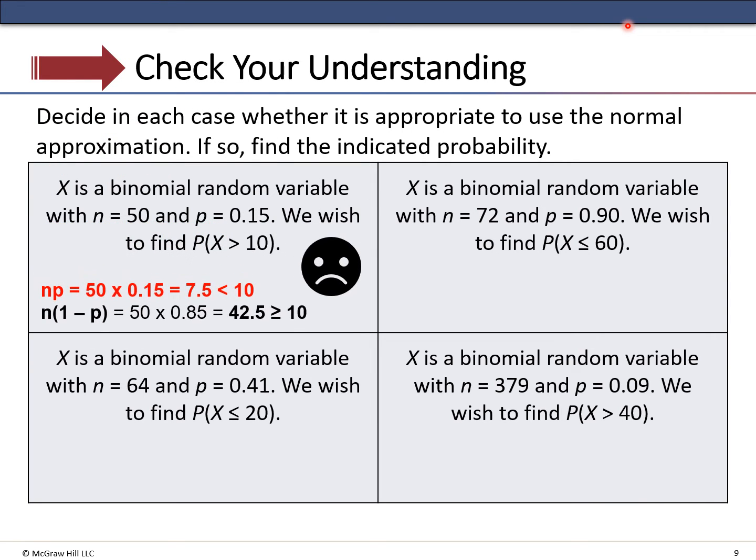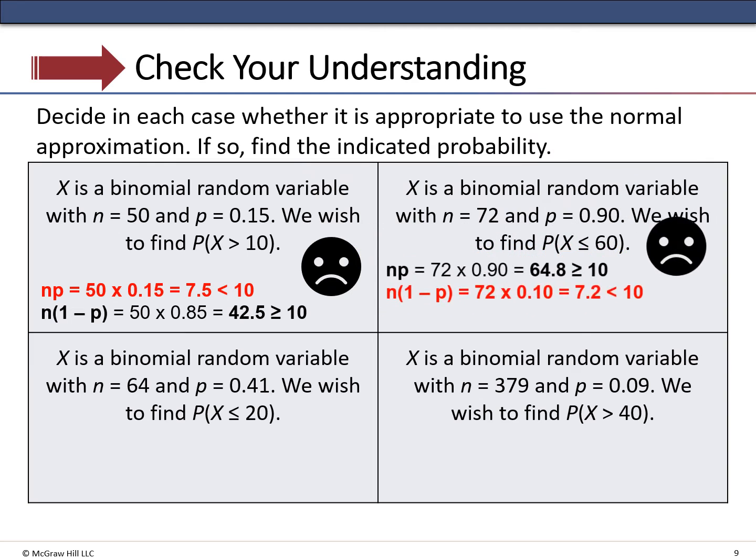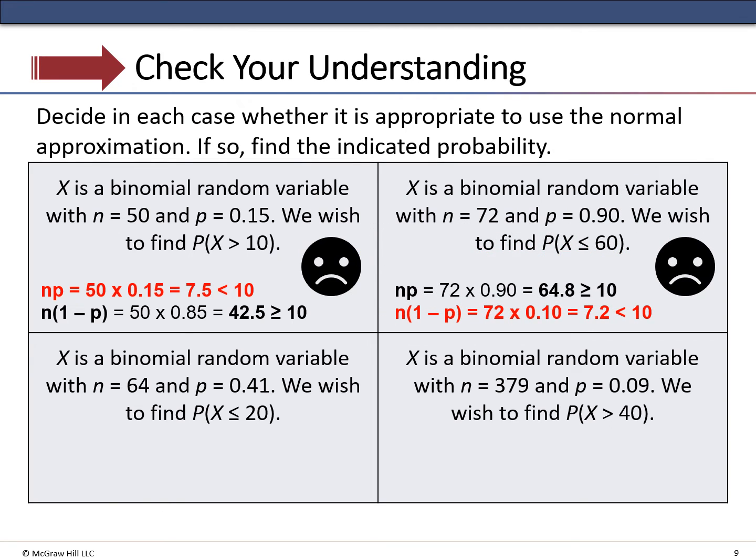So notice in this first one, we cannot use the normal curve because the first value is less than 10. And remember, it has to be greater than or equal to 10. In the second case, it's also the situation. The second calculation, n times 1 minus p, is also less than 10. In the third case, we can, if we multiply np, we get a value greater than or equal to 10, and n times 1 minus p is the same case.